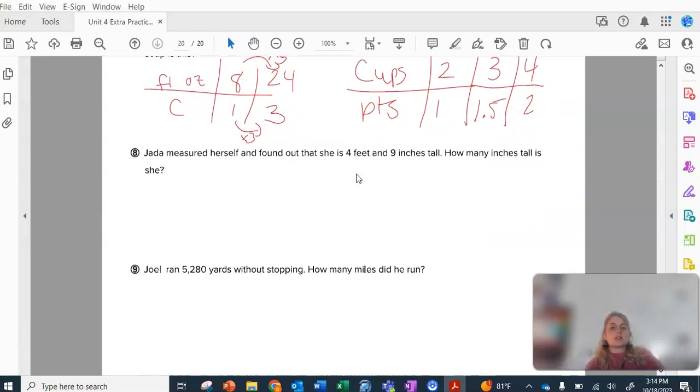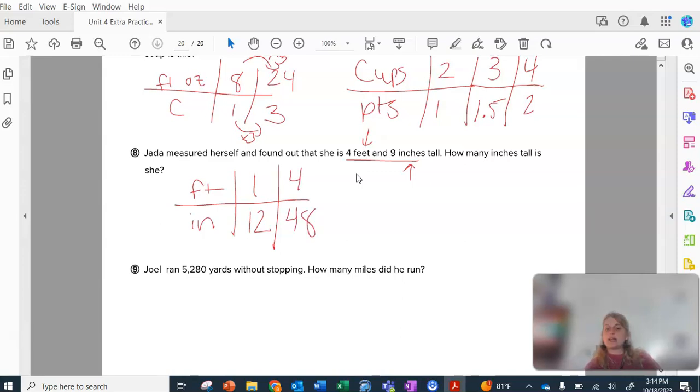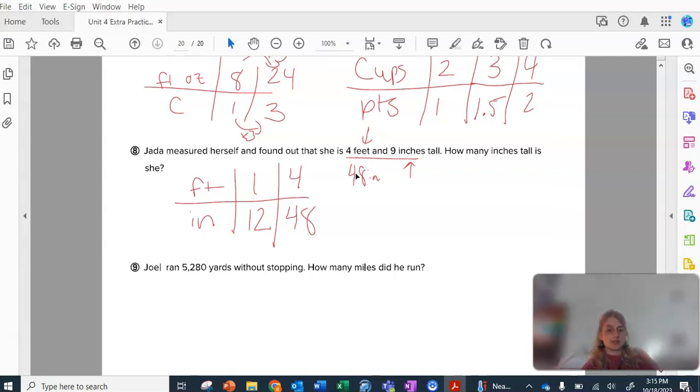Jada measured herself and found out that she is 4 feet and 9 inches tall. How many inches tall is she? This part is already in inches. I don't need to change anything. This part is not. I do need to change that. Most of you came into class today already knowing this conversion, that 1 foot is 12 inches. That means 4 feet is 4 twelves, which is 48 inches. But Jada is not 48 inches tall. She is 48 inches and 9 inches. Combine them to tell me how tall she is in inches.